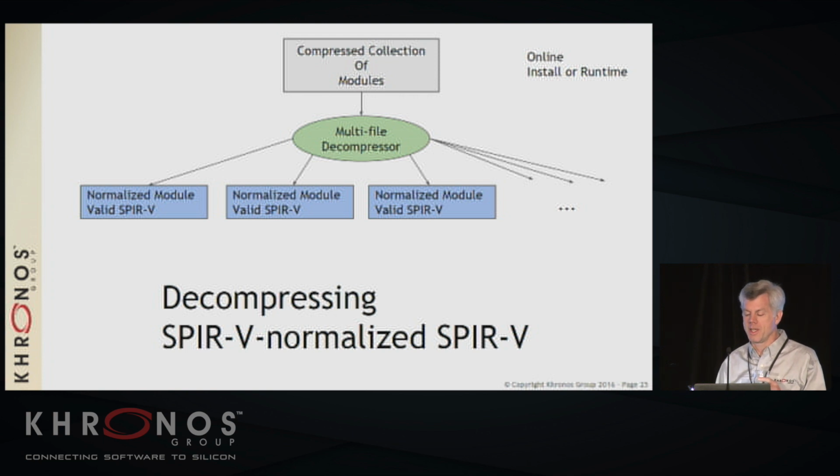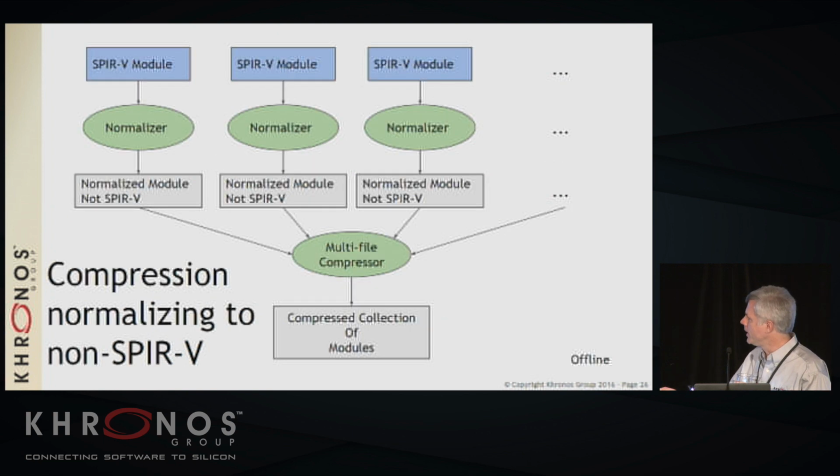If you want to use a normalizer that does really strange things that can't be executed to SPIR-V, then you can do a little bit better, and that's shown in this picture. This normalizer takes the SPIR-V module, does some things, whatever it is, odd to it that makes it more compressible, but it doesn't give you SPIR-V. It's some specific form. Then compress that, ship that.